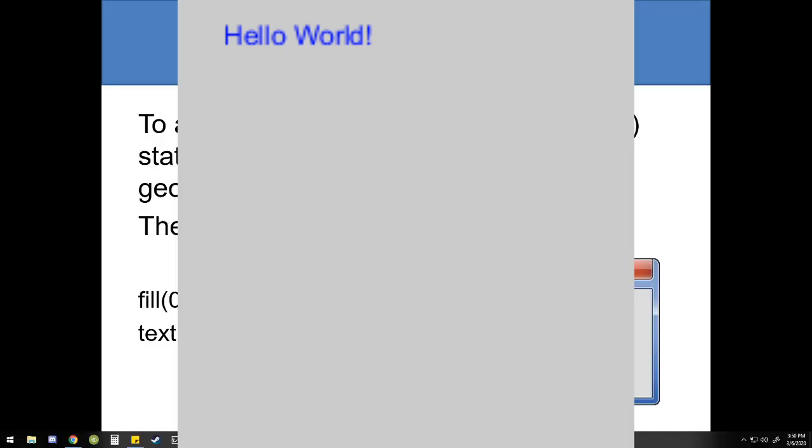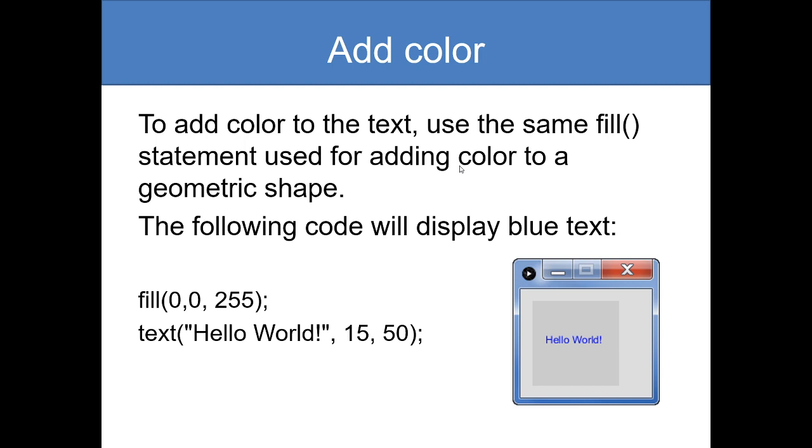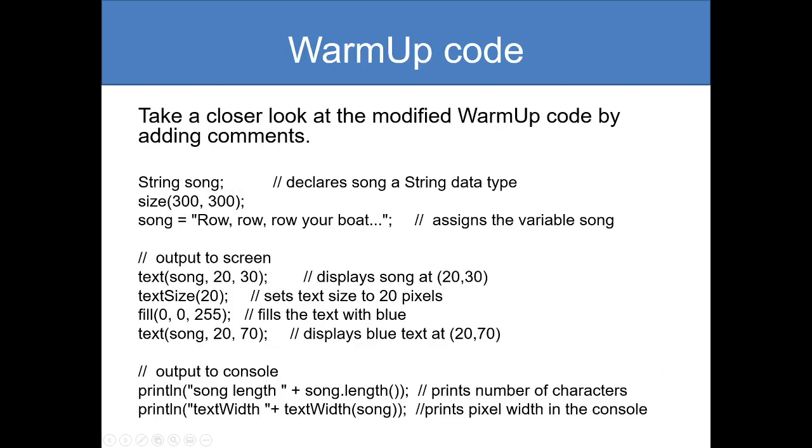Okay, let's go back to it. So a couple things to look at in the warm up that potentially you had. That string, that first thing that we had, that string, it's actually a variable, and it's a variable and it's a data type. So it says that song is a type of string, and a string is a whole bunch of letters that follow together. And then later on, we actually assign what song is.